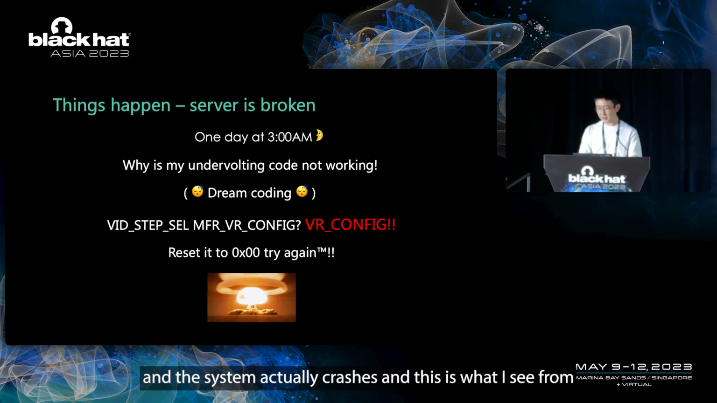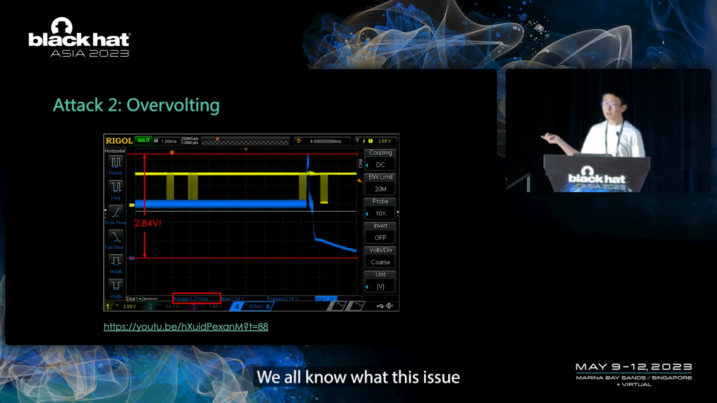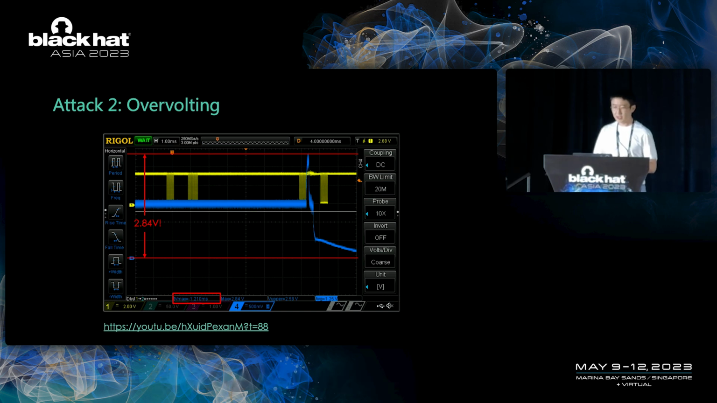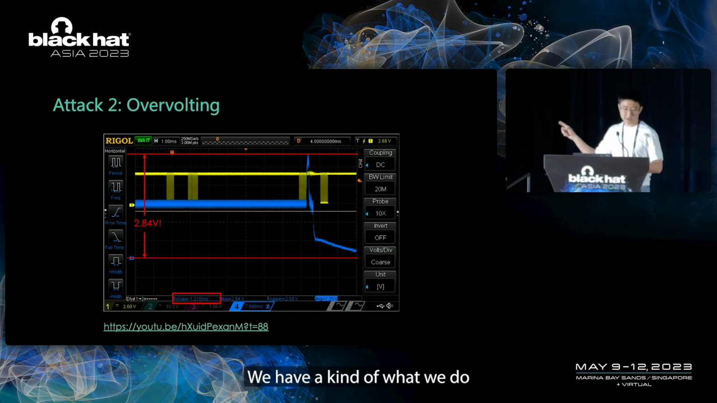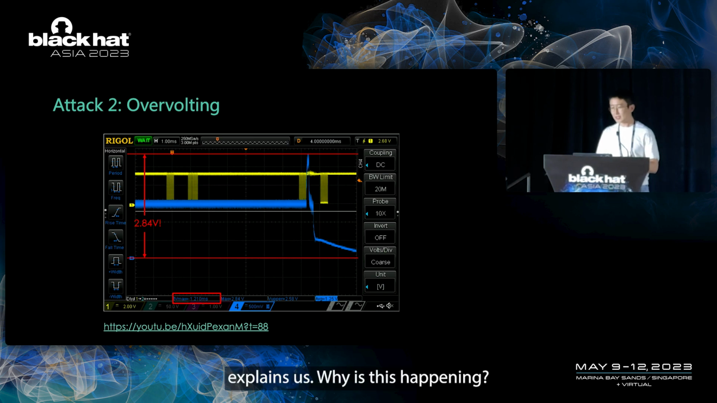This is what I saw on the oscilloscope. By setting this to 0, we actually overvolted the CPU. The voltage jumped to 2.84 volts for 1 millisecond. We have a full video at this link, but I don't think I have time to play it here. I can explain why this is happening.